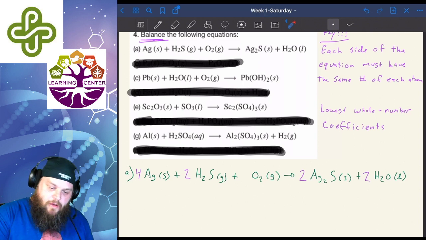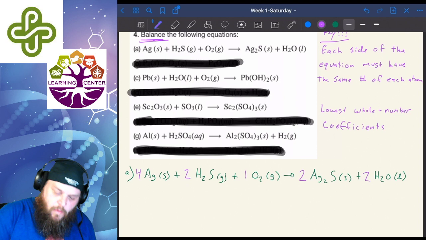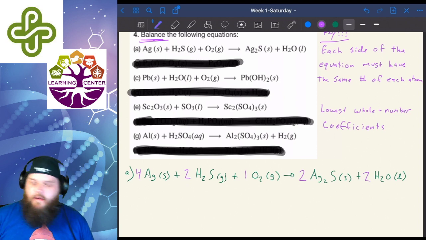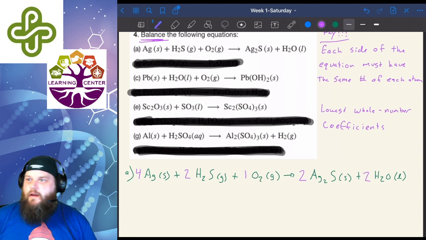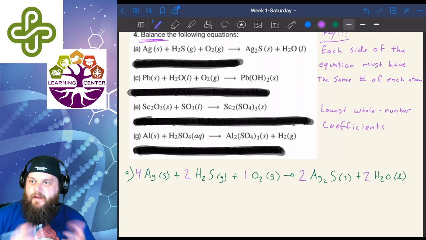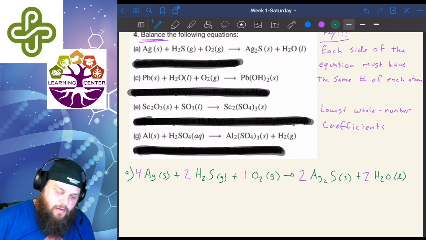Look at the coefficients to make sure they're the lowest whole number we can have. I'm going to throw that 1 in there just so it's easier to read. 4, 2, 1, 2, 2. The 1 is essentially a prime number, not exactly, but we can't divide by any. There's no common factors between those. So I'm going to say we're good.